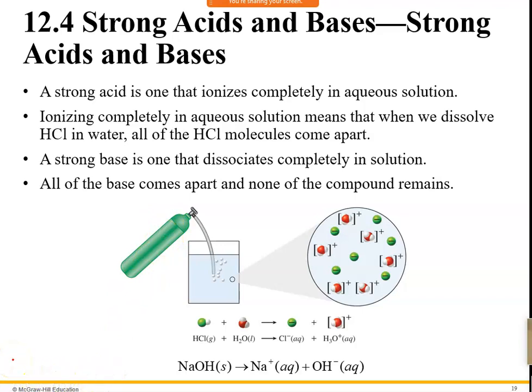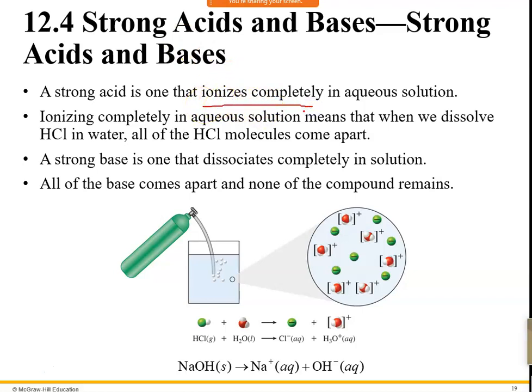Okay, so strong acids and bases. We talked about this before the break, but a strong acid or a strong base is any acid or base that ionizes 100%. We also talked about this with electrolytes: a strong electrolyte and a weak electrolyte. The strong electrolytes were the ones that ionize 100%. The weak ones partially ionize. So the strong acids completely ionize in water.